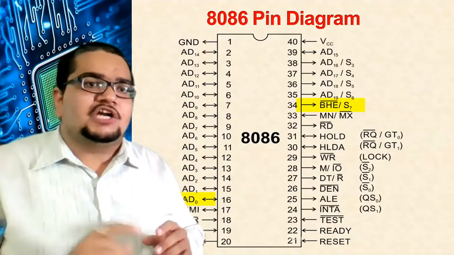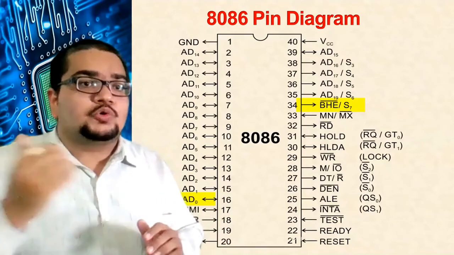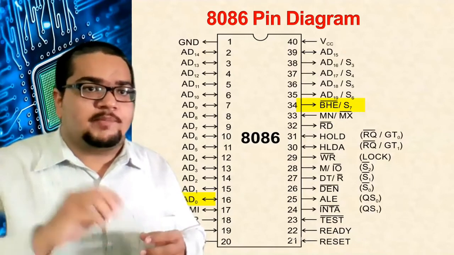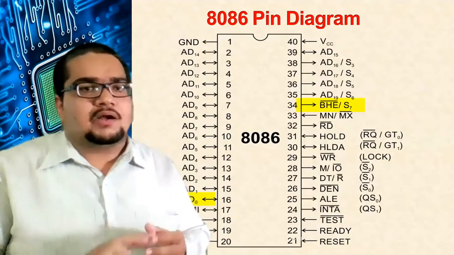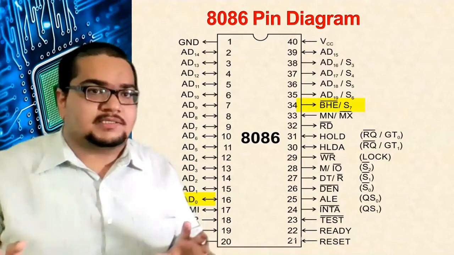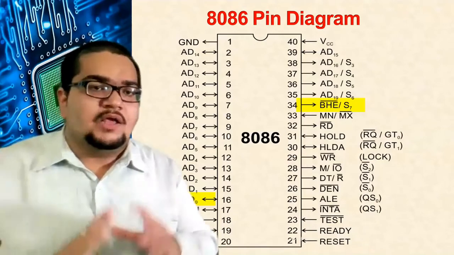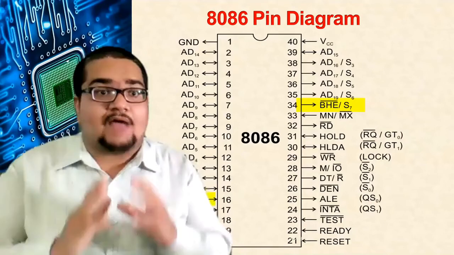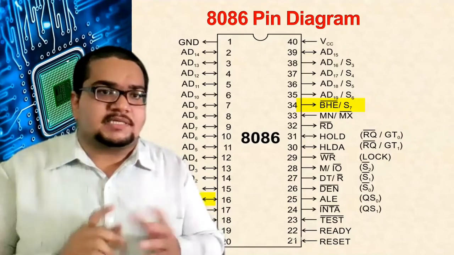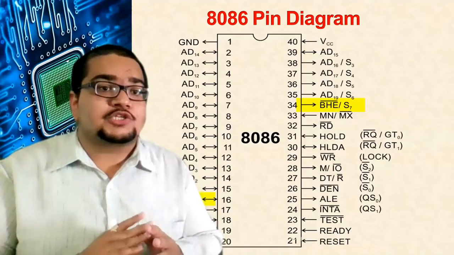So 20 lines will be there in parallel for transmitting the address from the processor to the memory or IO devices. Because the address of memory locations will be there and also the address of IO devices. Everything has to be addressed. Whenever we are having communication, an exchange of data, that particular thing will always have an address. So this bus A0 to A19 is responsible for the communication of address.